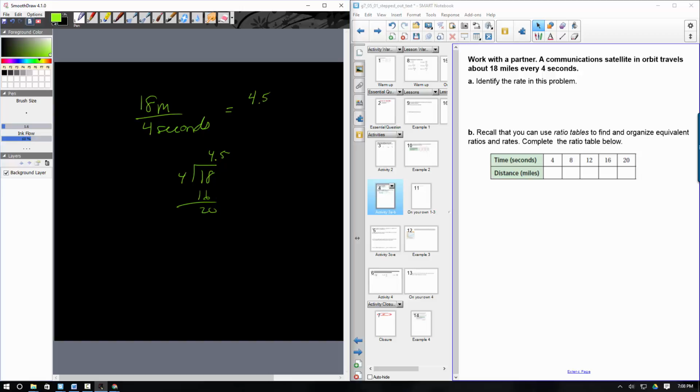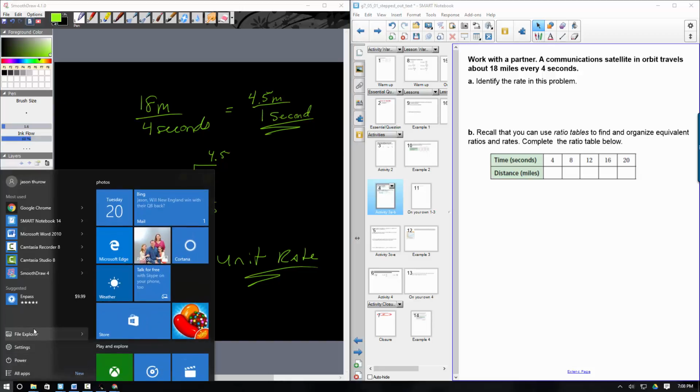So 4.5 miles for every 1 second. And the benefit to going through and figuring out for 1, this is called unitizing, or making a unit rate. Basically just solving for 1, right? The benefit of that is I can now figure out whatever I want. So if I want to figure out 60 seconds, let's say, I would multiply both sides by 60, and I can figure out how many miles it goes in 60 seconds. So let's just do that real fast.